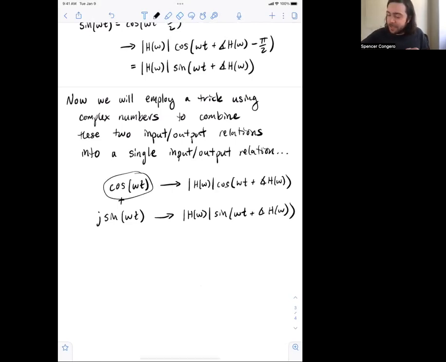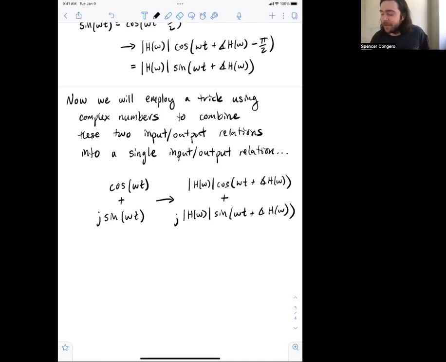I'm now taking two input signals and combining them into one complex-valued signal, where if I ever want either of those inputs, cosine or sine, I just take the real part or the imaginary part of this complex-valued input. So if I want the cosine, I take the real part. If I want the sine, I take the imaginary part. And now I'm going to put this whole thing in, and what I'm going to get out is this plus j times that.